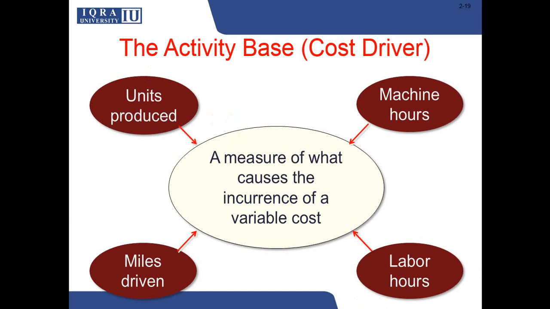Now the cost driver, the activity base. We are going to discuss the cost driver here. A cost driver is the direct cause of a cost and its effect is on the total cost incurred. For example, if you are to determine the amount of electricity consumed in a particular period, the number of units consumed determines the total bill for electricity. In such a scenario, the number of units of electricity consumed is a cost driver. Other examples are machine hours, labor hours, miles driven, units produced, and so on.